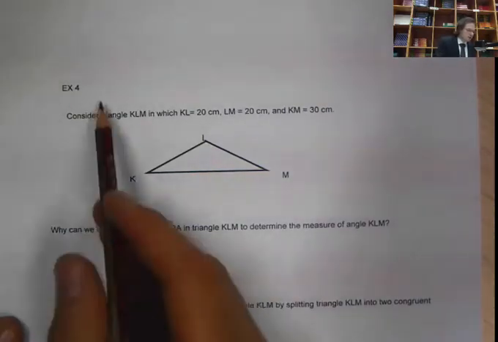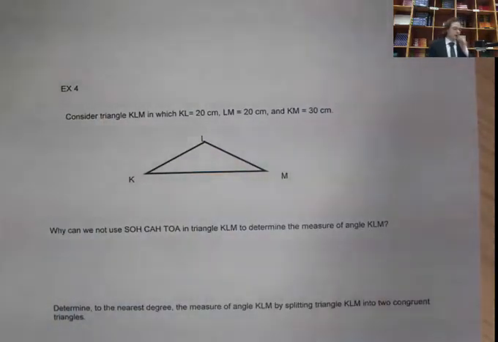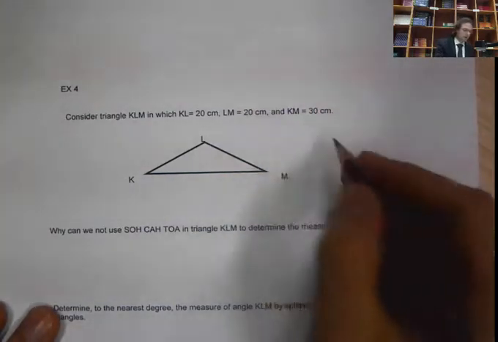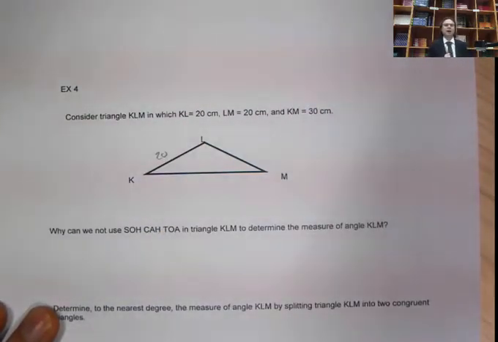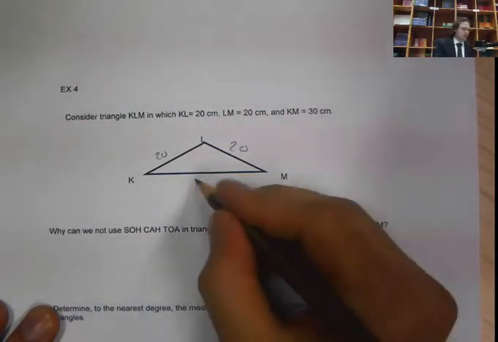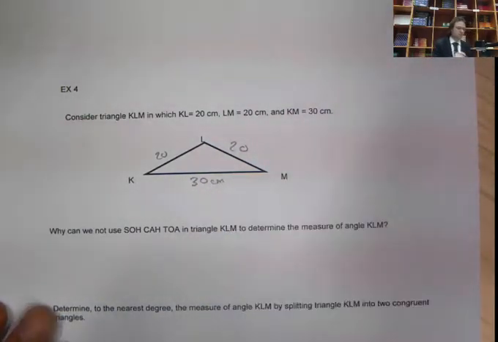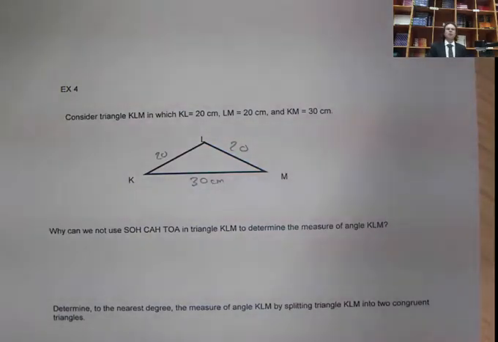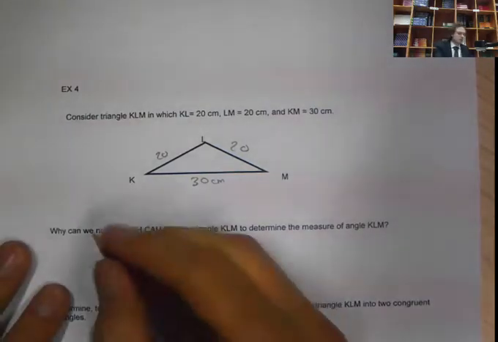We have, consider the following triangle, KLM. Here's my triangle. KL is 20. So KL is going to be 20. LM is 20 centimeters as well. KM is 30 centimeters. Okay? So why can we not use SOHCAHTOA for this KLM? Well, that's because, is this a right angle triangle? It is not a right angle triangle because it's not right angle.